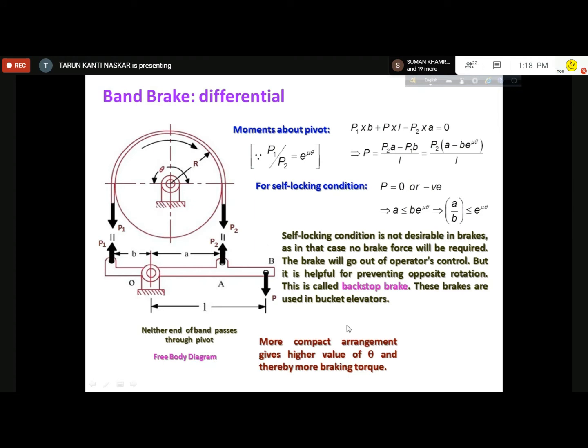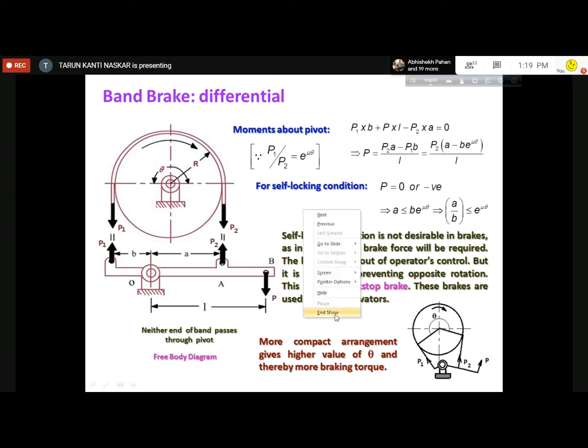Now there is a compact arrangement for this. This is the system. Here it is P1, here it is P2. And a more compact arrangement is like this. You see, it is similar to this and it is differential. This one is not passing through this, but the arrangement is such that this theta is higher. So if theta is higher, go to this equation: P1 by P2 will be equal to, we will get a higher value.